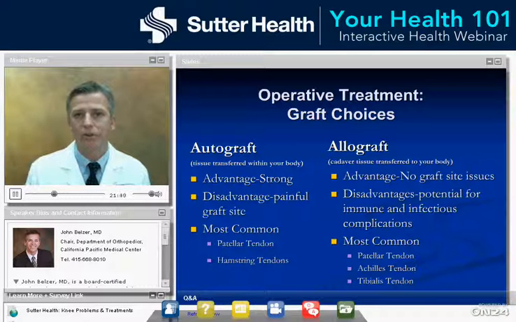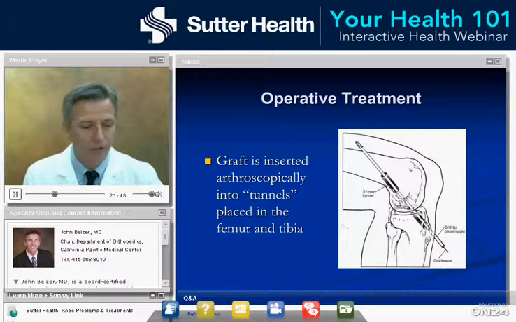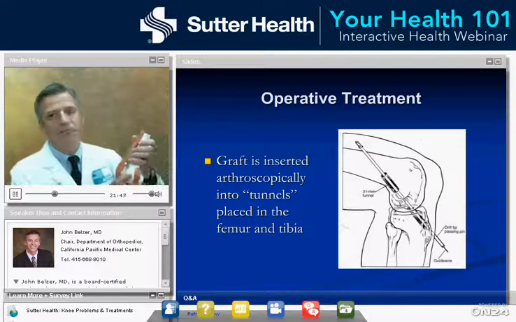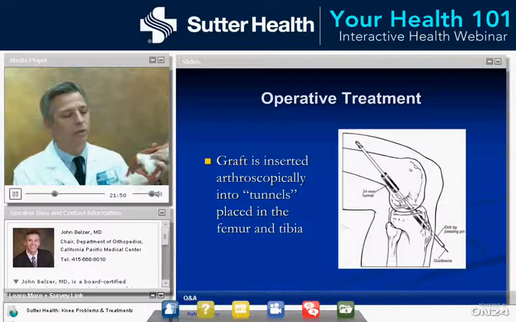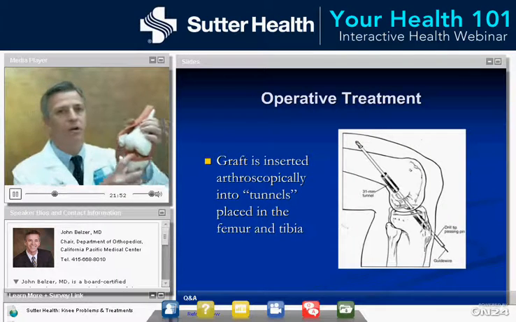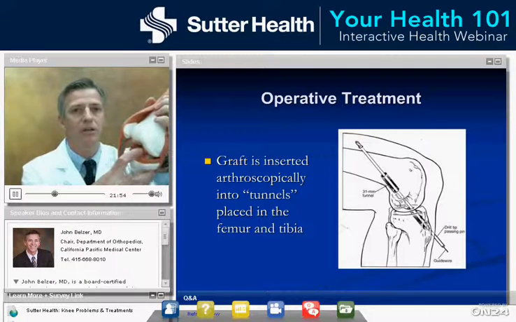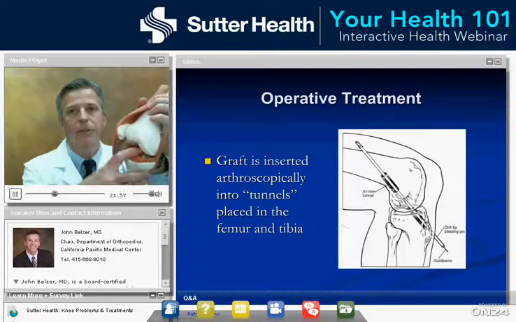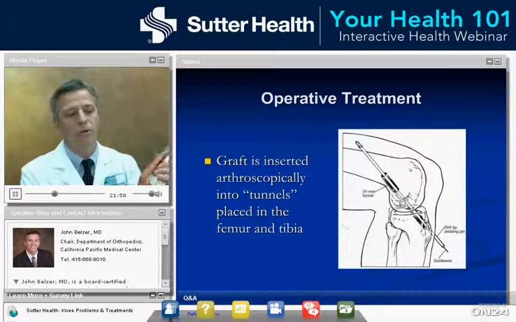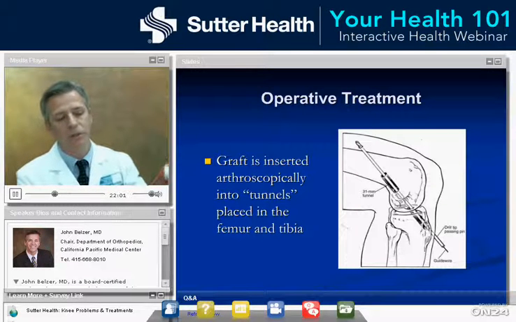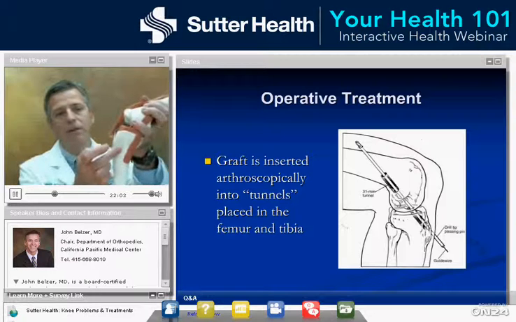So how do we do this? Well, the graft is inserted arthroscopically into the knee, and it's done by creating tunnels in the bone. So again, I'll come to my model, and you can see from this diagram what we're going to do is we're going to try and recreate where this graft is. I'm not sure how well you can see this, but the ACL is sitting here right in the front of the knee. So in order to create a new ACL, we are going to drill a pin from the front of the tibia here.